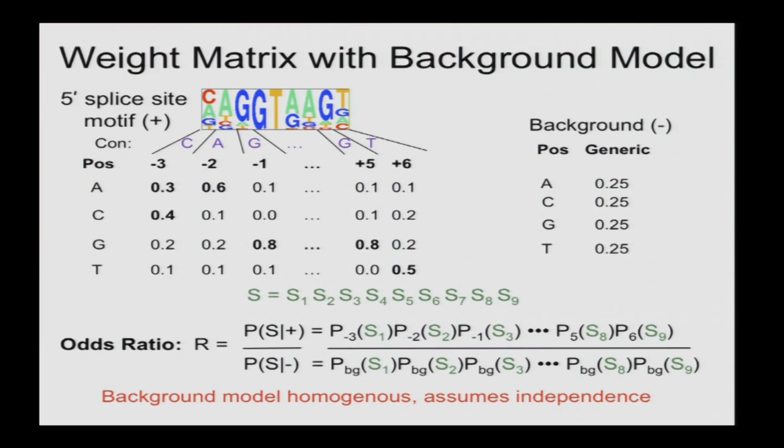And what you can then do is predict additional, say, 5' splice site motifs in other genes, for example genes where you didn't have good cDNA coverage because, let's say, they're not expressed in the cells that you analyzed. You could then make this odds ratio here.